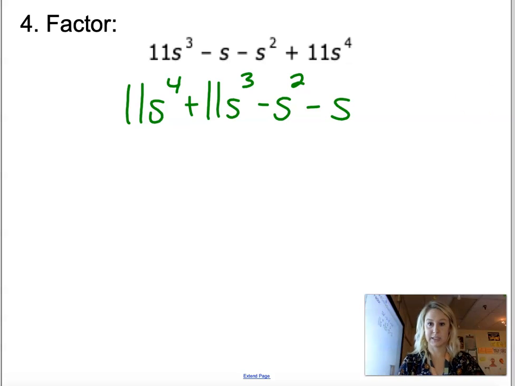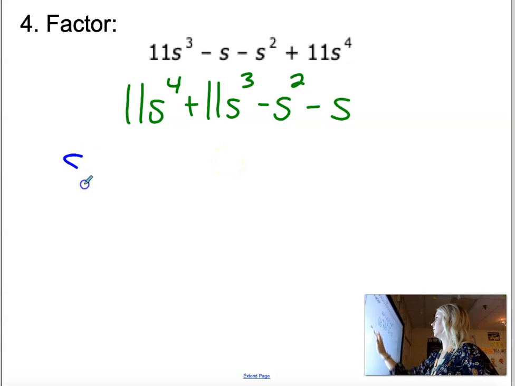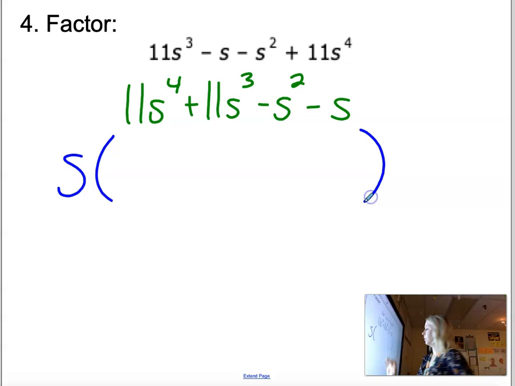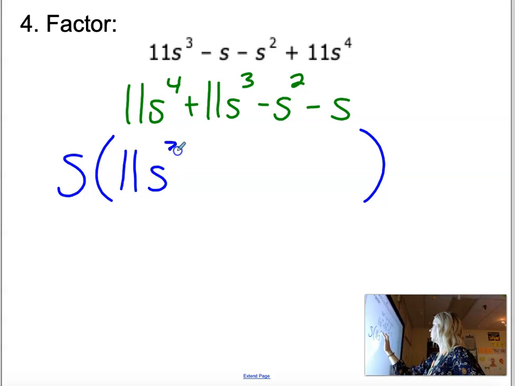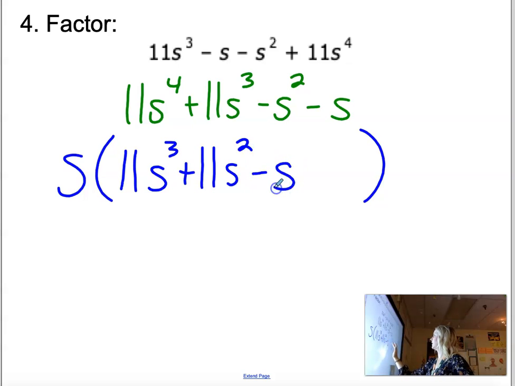So when I'm looking at this, I see that I can take out a GCF of an s. So I'm going to do that first. Take out an s. I'm going to have 4 terms to fill in. If I take away an s, I'm going to subtract all my exponents by a 1. So 11s cubed plus 11s squared minus an s minus a 1 as a placeholder. Okay, so now I've got 4 terms. Let's see if I can factor this inside by grouping.